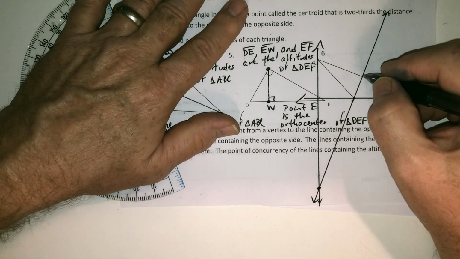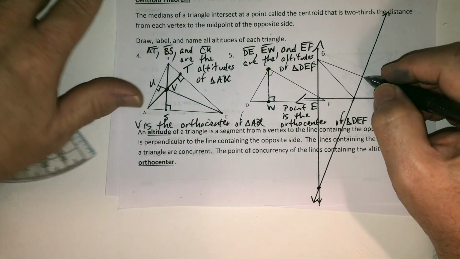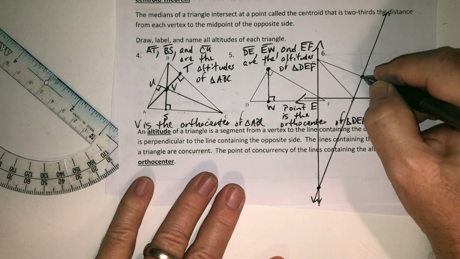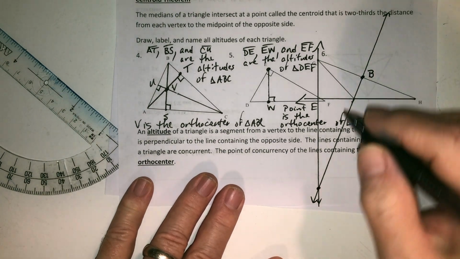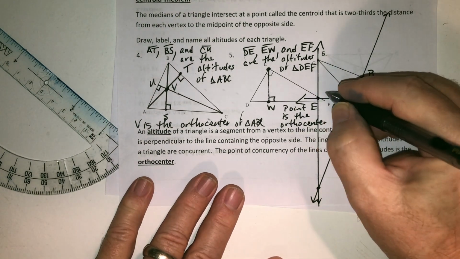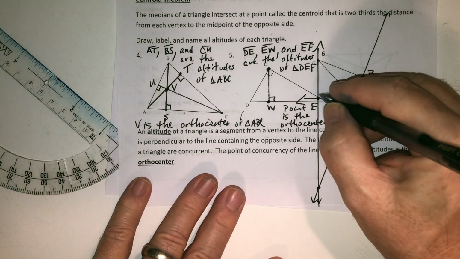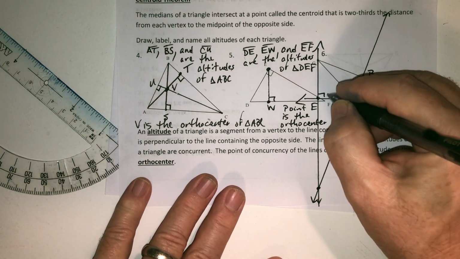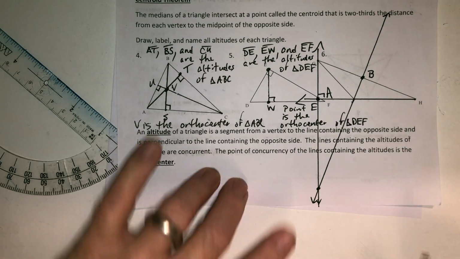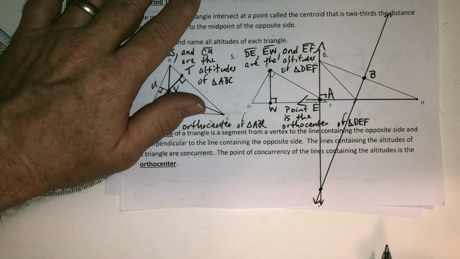And let's just do this. Let's see. We're going to put in the altitudes, right? So let's call this point right here point B. Let's call this point right here point A. And there's a right angle right there, by the way. So we'll call that point A, that point right there. And we need one more altitude.